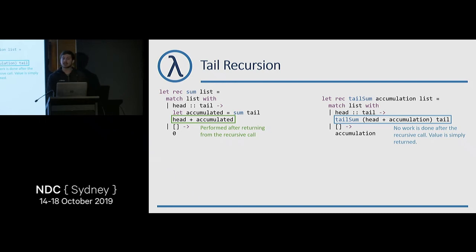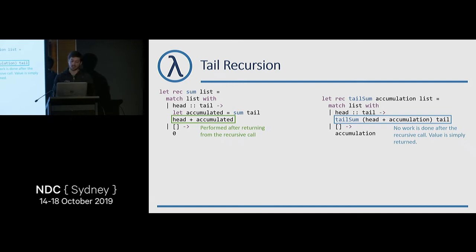And what this means is that any state that we're storing on the stack is not required after we've done that recursive call because we're not doing any more work after it. And this allows the compiler and the runtime to perform a tail call optimization, where either that recursion is rewritten into a loop by the compiler, or the runtime will perform a tail call instead of a regular call. And a tail call will just overwrite the current stack frame so that the stack doesn't grow.